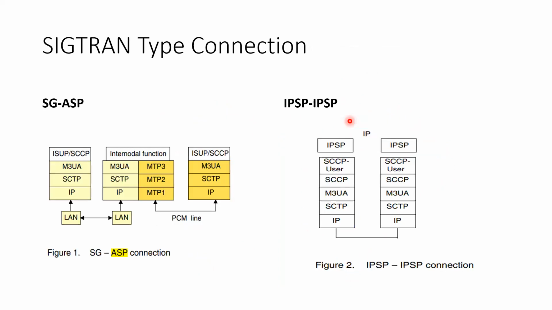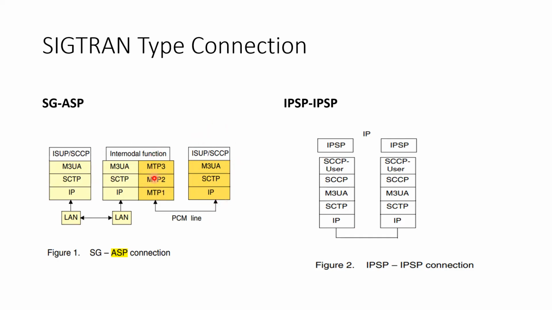Okay, moving on. There are two types of Sigtran connection. The first is SG-ASP. So in the early Sigtran, around year 2000, the telco operator put in what we call a signaling gateway. What does the signaling gateway do? It will be the gateway between the endpoint that already supports Sigtran and the endpoint that only supports SS7.